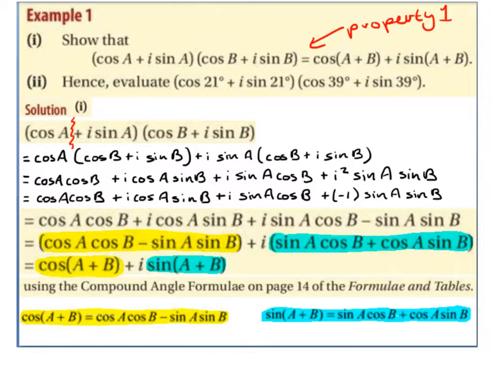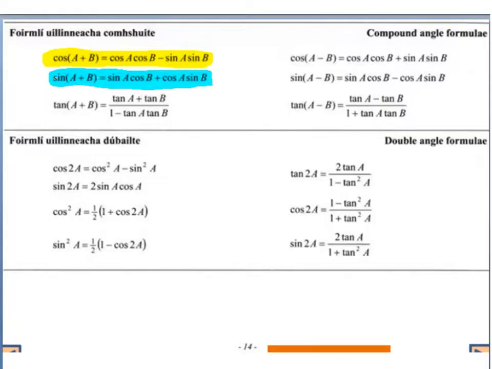So we have shown that cos A plus i sine A multiplied by cos B plus i sine B is equal to cos A plus B plus i sine A plus B. So we've just proved property 1. So this is where we got the formulae from in our formula book. So it's a compound angle formula we used.